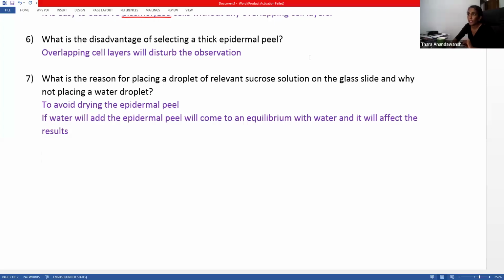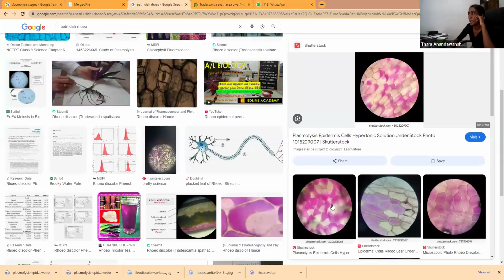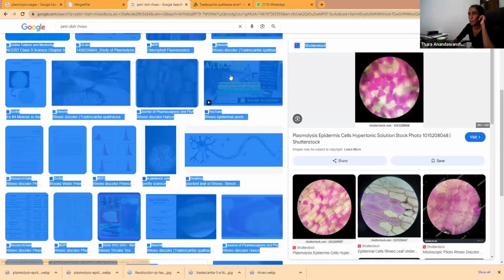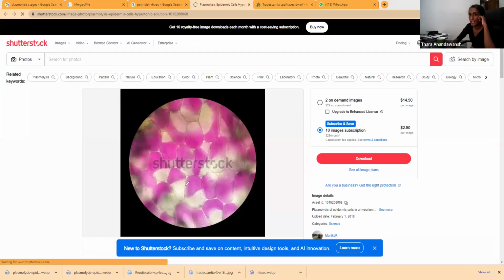Right now I'm going to show you a few pictures. You can observe pictures like this. So what we are looking for here is the plasmolized cells, right? You can see it properly now. So which cells can we say are plasmolized cells here? The cell membrane has to detach from the cell wall. Can you see that this cell is plasmolized? Am I correct?